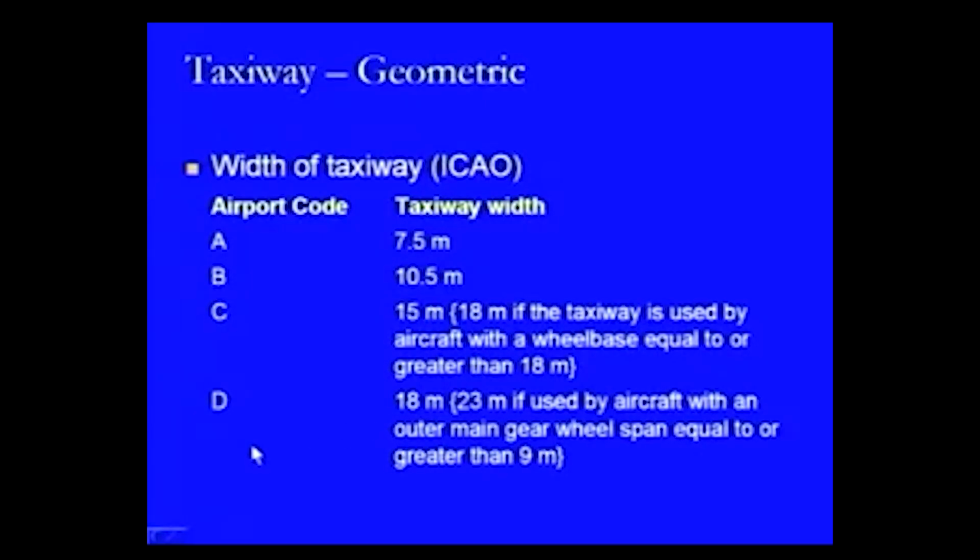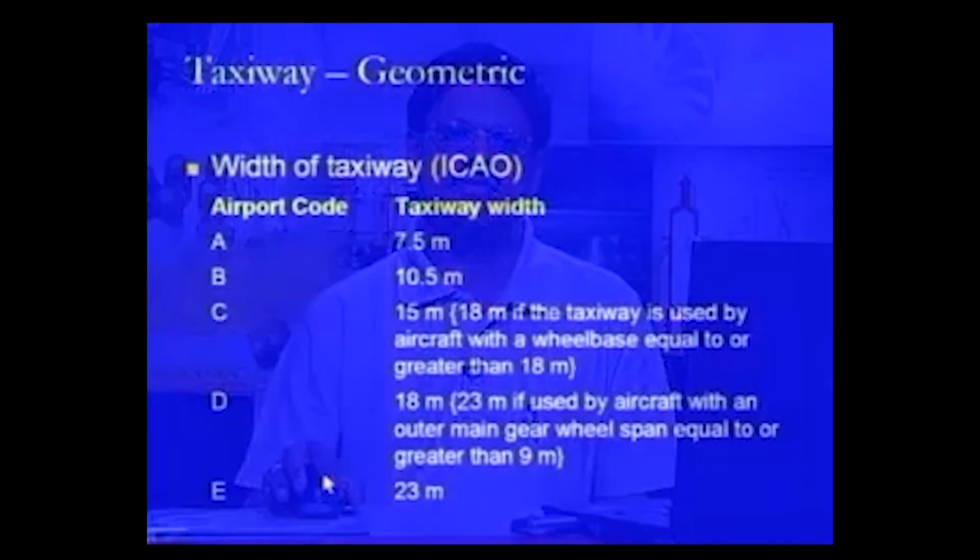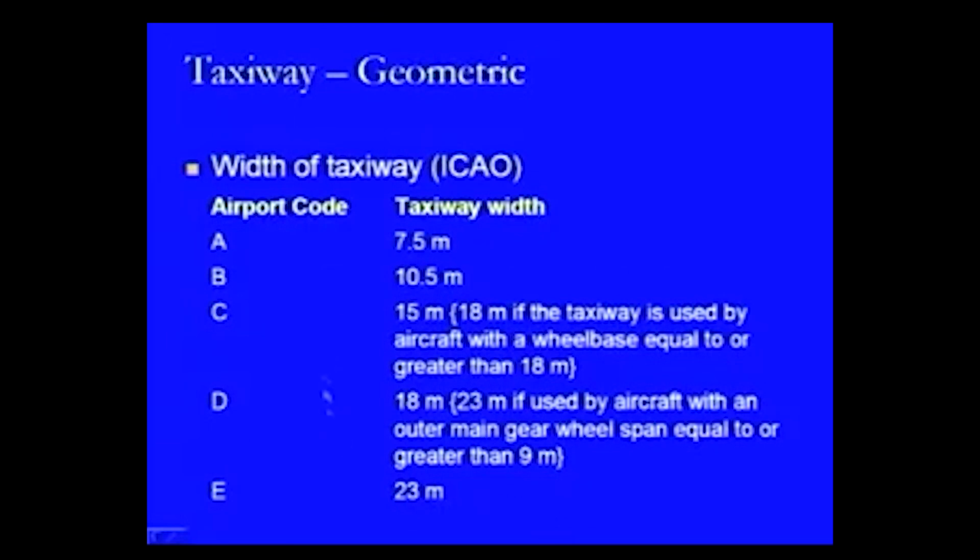In case of a D category of the airport, the value is 18 meters, and similarly here also it is enhanced to 23 meters if it is used by an aircraft with an outer main gear wheel span equal to or greater than 9 meters. In the case of category E, this value is 23 meters. So, these are the various categories of the airports for which the taxiway widths have been defined, and these vary from 7.5 meters to 23 meters.